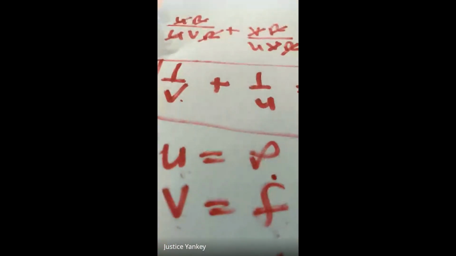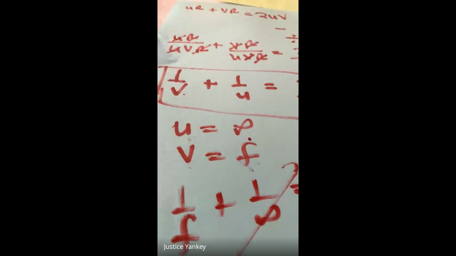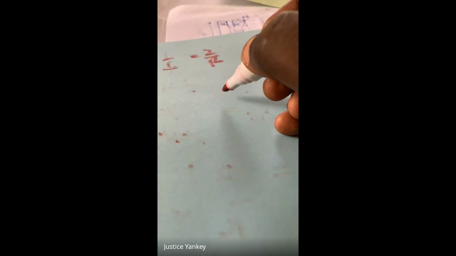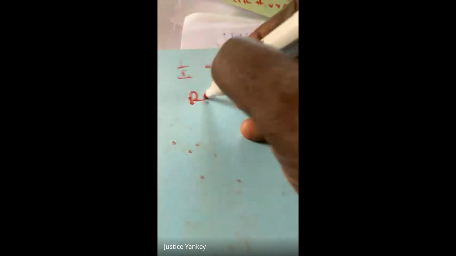Now, 1 over infinity is 0. 1 divided by a very large number is 0. So it means we have 1 over F equals 2 over R. Or we have R equals 2F. The radius of curvature equals twice the focal length.